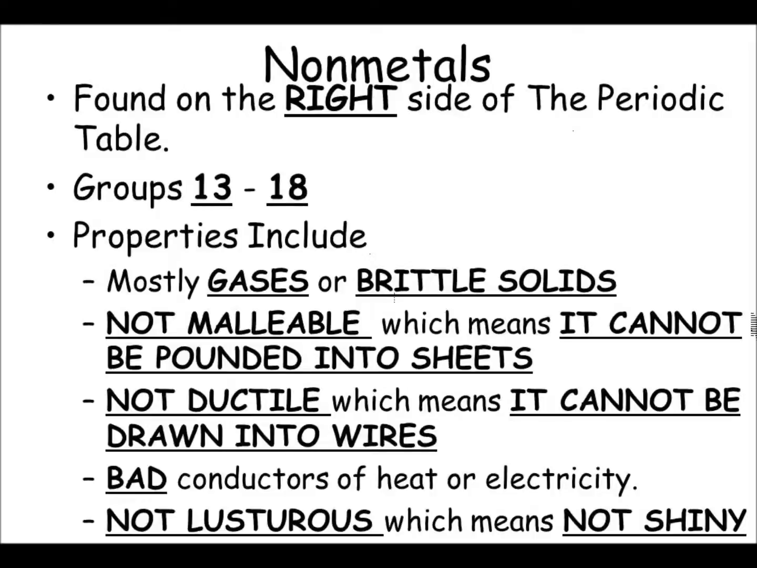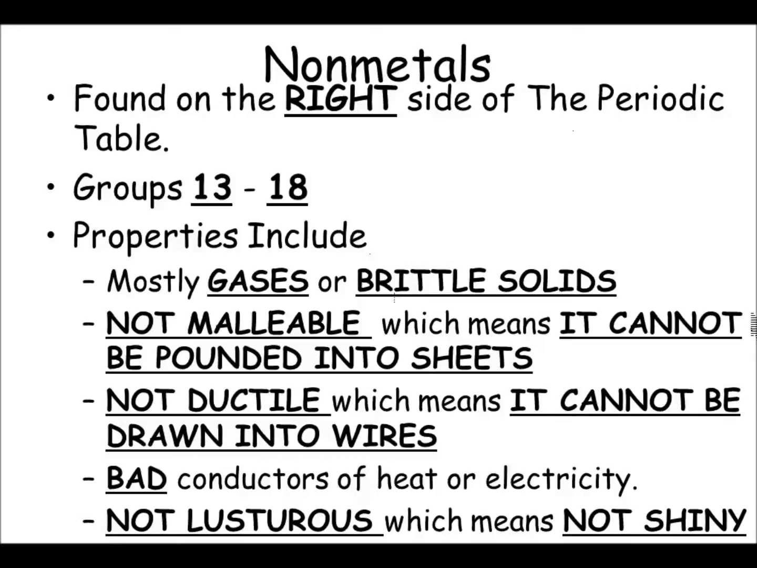Okay, so now we're going to talk about the nonmetals. The nonmetals are going to be found on the right side of the periodic table. These are going to be groups 13 through 18 pretty much. Their properties are going to include, they're going to be mostly gases, or they're going to be brittle solids, so not like metals at all.